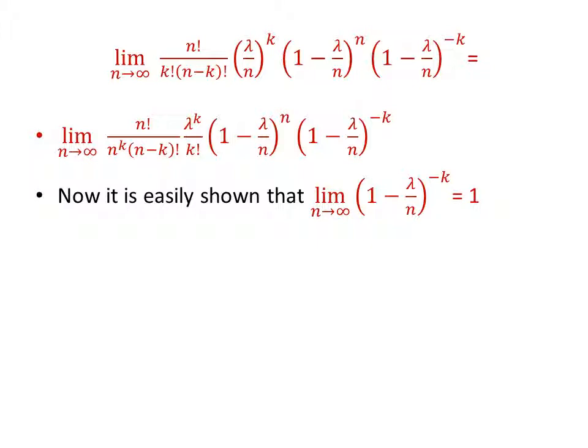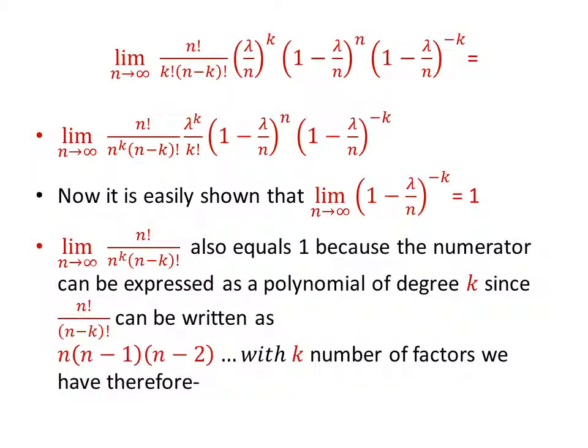Now it's pretty easily shown that this particular factor here that I'm circling approaches 1 as n gets larger. This fraction gets closer to 0, which means this number gets closer to 1, and of course 1 to any power equals 1. So we've just shown that as n increases, this factor goes to 1. And now let's consider what happens to this factor that I'm circling.